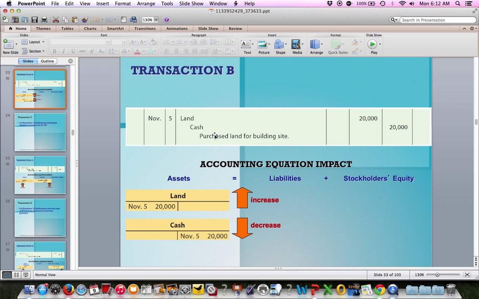Remember that cash being an asset, whenever I decrease cash, I give it a credit. If I'm increasing cash, I give it a debit. Same thing for land. So I'm increasing my land account, but I'm decreasing my cash account. Okay, so for the accounting equation, liabilities and equity didn't change, but the components of my assets changed. I have more of one asset, but less of another, and everything still balances.